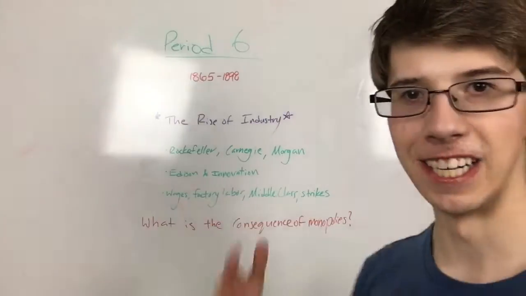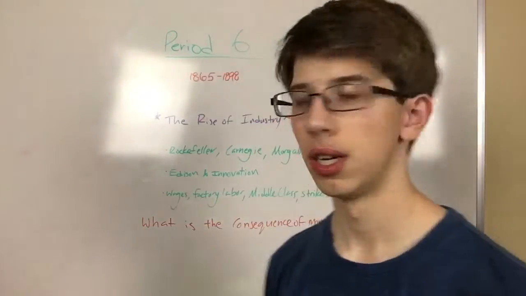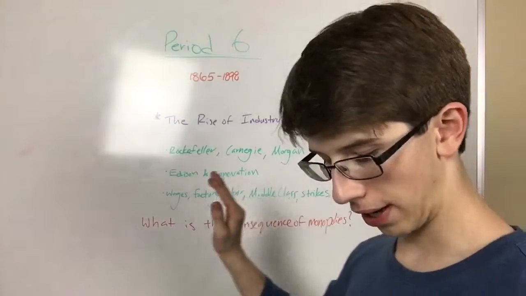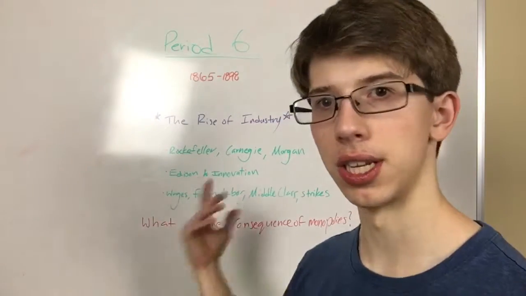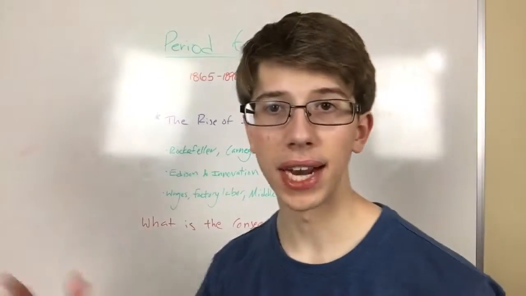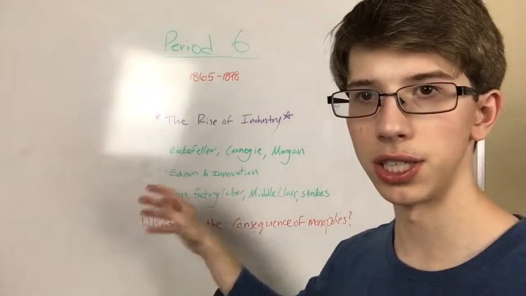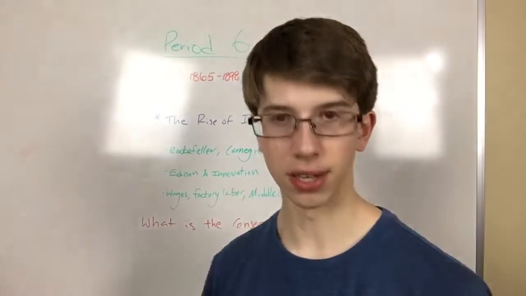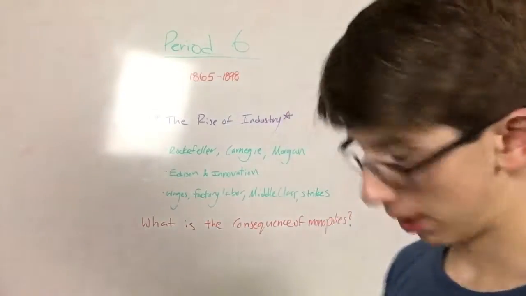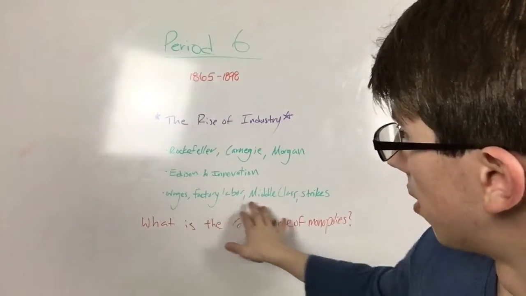And a lot of inventions are created during this time. You have Alexander Graham Bell's telephone, and you have a lot of innovations on top of that. And so this is, in fact, a great part of industry, the new technologies and innovations that occurred during this time period. And so now let's get into the wages, the factory labor, the middle class, and the strike.